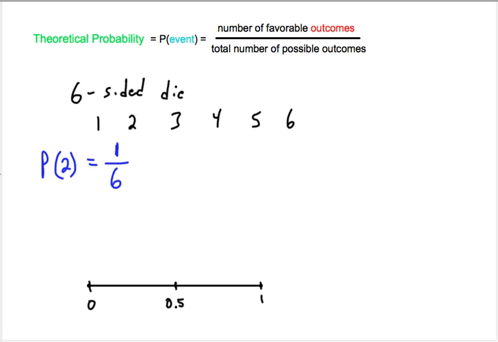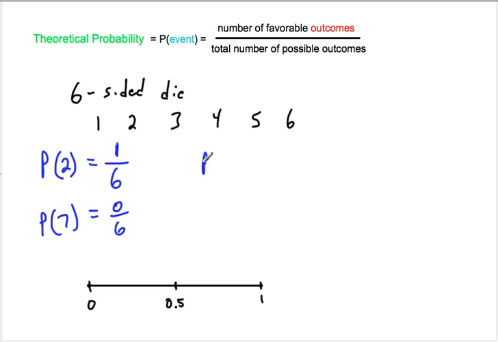All right. Now, all probability falls within the numbers 0 through 1. So, for instance, you can never have a probability of less than 0, right? The probability of rolling a 7 is the worst probability it could get because there is no 7. So there's 0 favorable outcomes over 6 possible outcomes. So the probability of rolling a 7 on a six-sided die is 0. It can't get worse than that.